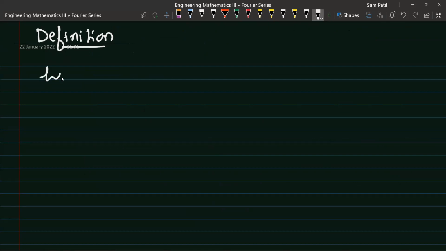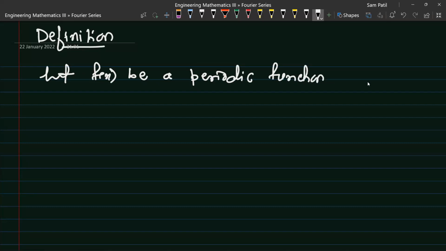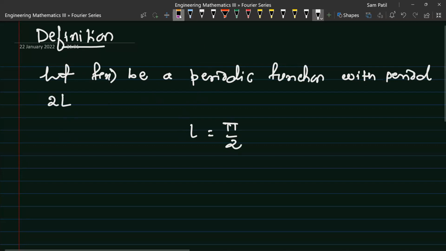Let f(x) be a periodic function with period 2L, whatever that period is. It may be 2 pi, it may be pi, whatever. Because tan and cot are periodic with period pi, in that case what is your L? L is nothing but pi by 2, like that. So we will find this while solving the examples.